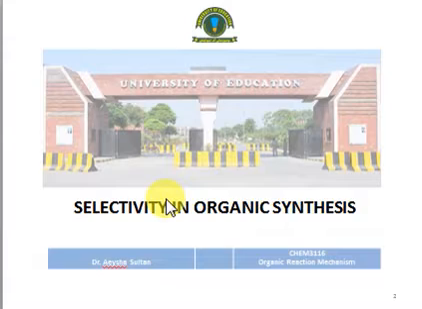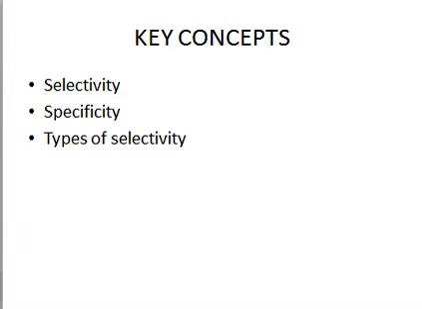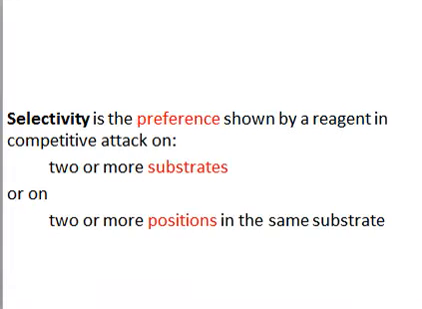So for the course of organic reaction mechanism, today we shall discuss the selectivity in organic synthesis. The key concepts of this lecture will include the selectivity, then we shall see about the specificity, and then we will see the types of selectivity. Right, so firstly, the selectivity.